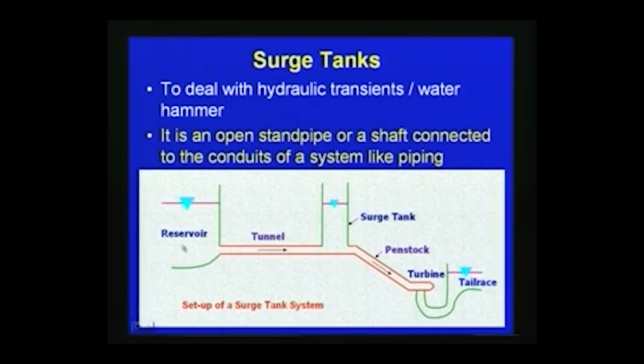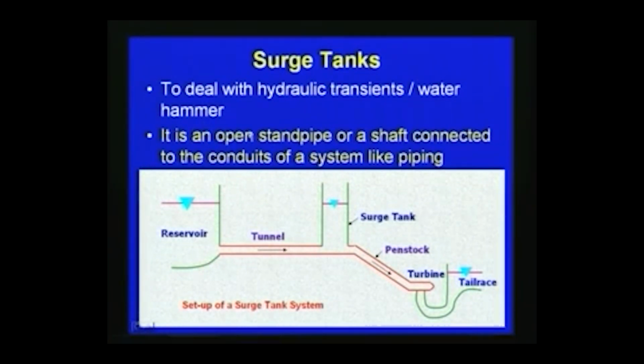As we discussed, here there is a reservoir, then a tunnel, then a penstock, and here there is a turbine. After the water passes through the turbine, it goes to the tail race here. Due to a sudden closure of the turbine, hydraulic transients or water hammer are generated. To avoid any fracture in the penstock or the tunnel, and to take care of the water hammer, we generally provide a surge tank like this. This is a simple kind of surge tank.